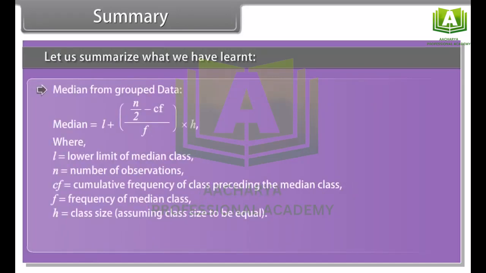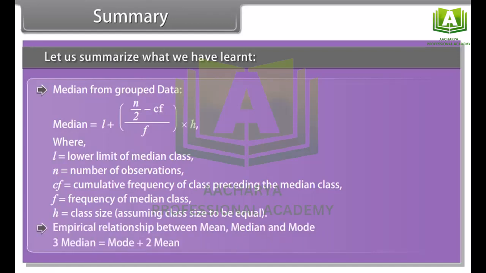Median from grouped data. L plus n by 2 minus CF, that is divided by f and multiplied by h, where L is equal to lower limit of median class, n is equal to number of observations, CF is equal to cumulative frequency of class preceding the median class, f is equal to frequency of median class, h equals class size assuming class size to be equal. Empirical relationship between mean, median and mode. 3 median equals mode plus 2 mean.